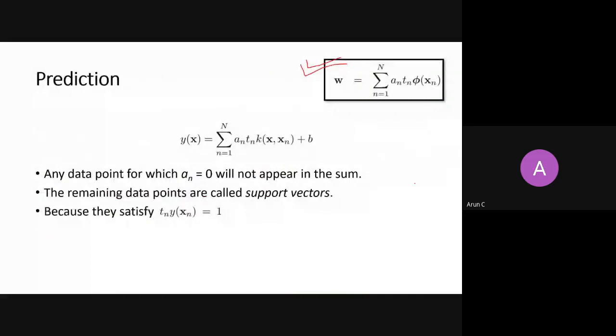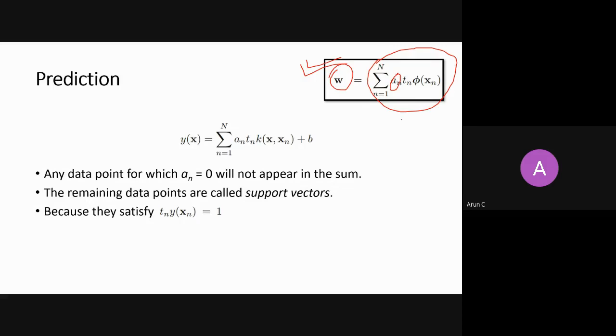Now see this. I told you that an is not positive for all points; for most of the points an is equal to 0. If an equals 0, that term will be 0 in this summation, and you will be left only with those points which are at the margin equal to 1. These are the only points which will decide your weight vector W.